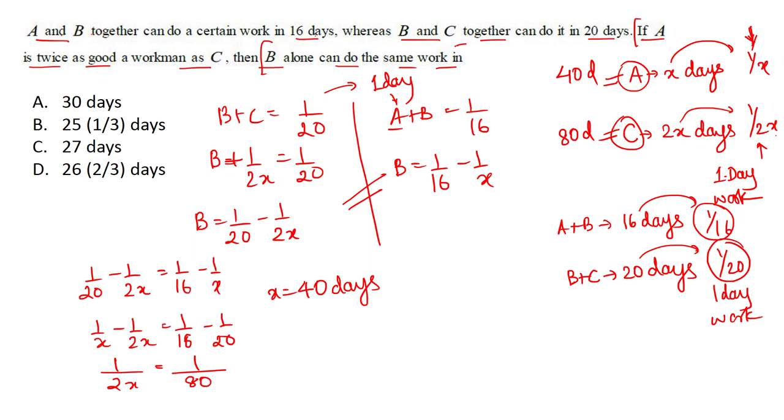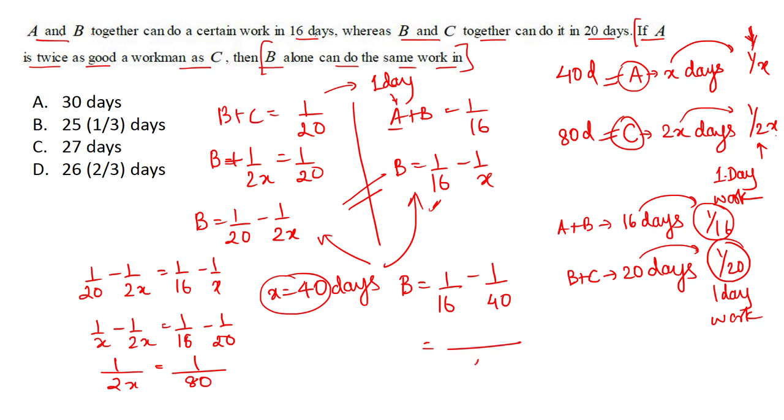Now what they want is B alone can do the same work in how many days. Very easy to find out. We have got the value of X as 40. Put it into any equation. I'll put it over here. So B is going to be 1 by 16 minus 1 by 40. Now the LCM is going to be 80 again. 5 minus 2 is 3. So 3 by 80. This is the amount of work done by B in 1 day.